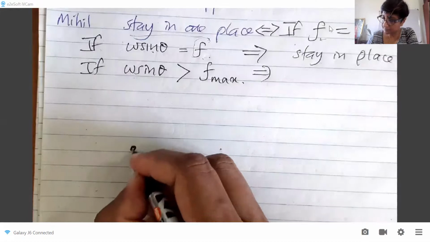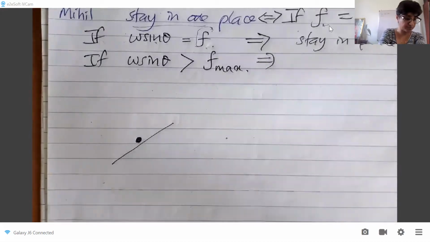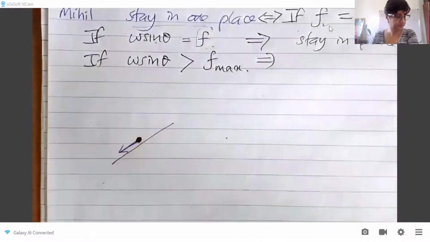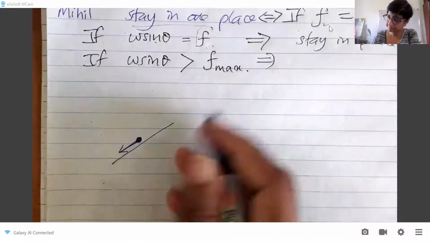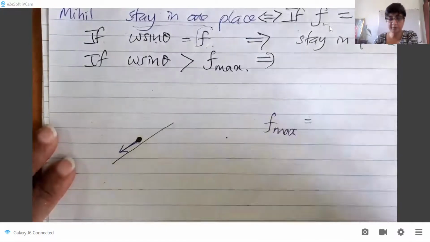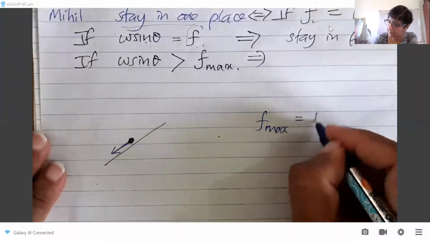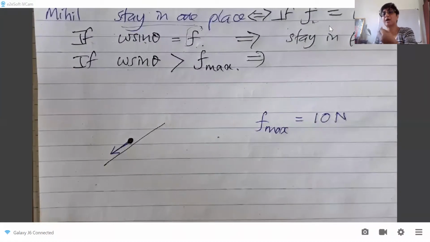Suppose this is your object. That's your slope. I'm going to put some values now. Let me start with maximum friction. Suppose the maximum friction that can act between these two surfaces is 10. So friction is able to start from 1 Newton, 2 Newton, 3 Newton, and go up to at most 10 Newtons. That's the maximum friction that can act.